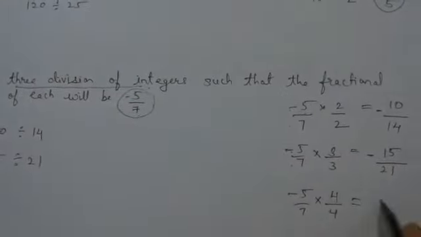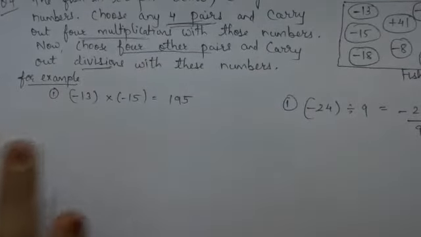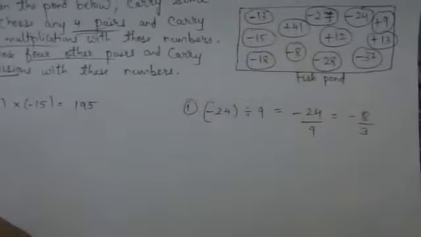Children, see our question number 4. The fish in the pond below carries some numbers. What we have to do? Choose any 4 pairs and carry out 4 multiplications with those numbers. Now choose 4 other pairs and carry out division. So children, we have to choose 4 pairs from these numbers, first for carrying out multiplication, and then we have to carry out the division.